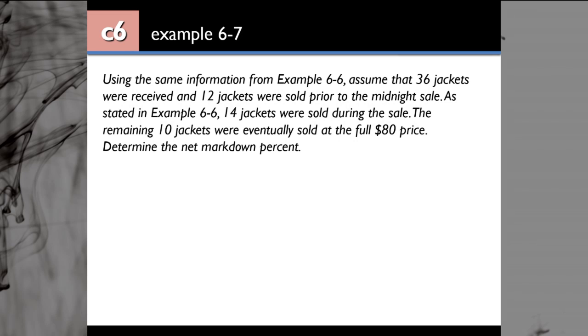And let's look at the second example. Using the same information from example 6.6, assume that 36 jackets were received and 12 jackets were sold prior to the midnight sale. So as stated in example 6.6, 14 jackets were sold during the sale. The remaining 10 jackets were eventually sold at the full $80 price. Then determine the net markdown percent.